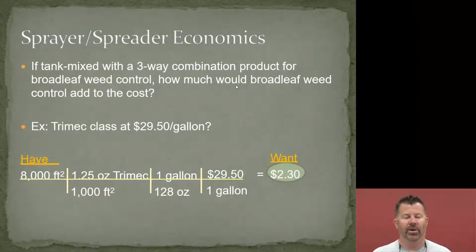If tank mixed with a 3-way combination product for broadleaf weed control, how much would broadleaf weed control add to the cost? All right, so they're putting out their Barricade, and they're going to take care of some broadleaf applications. Well, we're using Trimec Classic. It costs $29.50 a gallon. So we're going to take our 8,000 square foot lawn. We got 1.25 ounces of Trimec per 1,000 square feet from the label. There's 128 ounces in a gallon, and the gallon costs us $29.50. So we cross out the square footage, we cross out the ounces, we cross out the gallons, and that gives you $2.30, and that is the correct math for it. So we're going to take that $2.30, add it to the $11.28, and that would give us our total product cost to do the 8,000 square foot lawn.